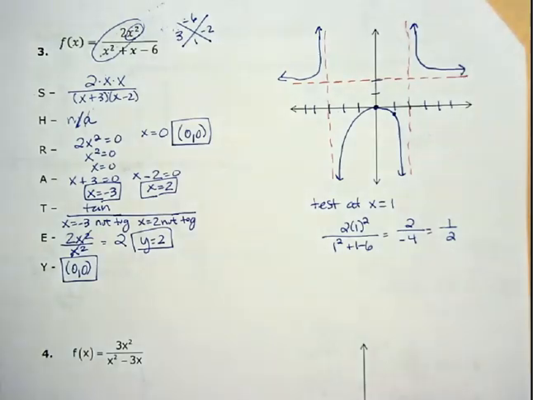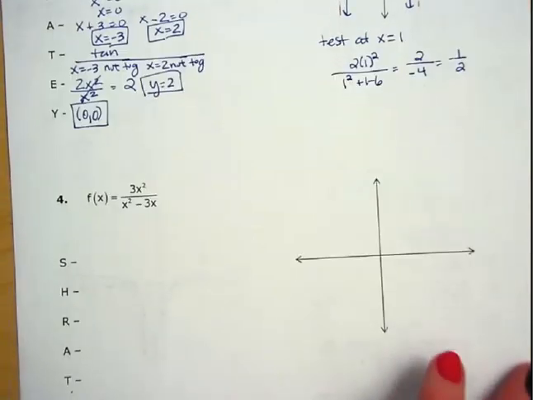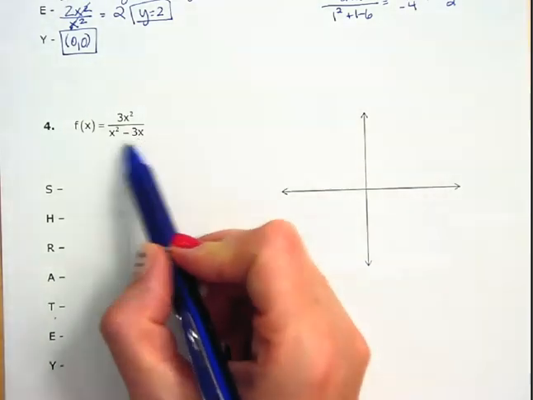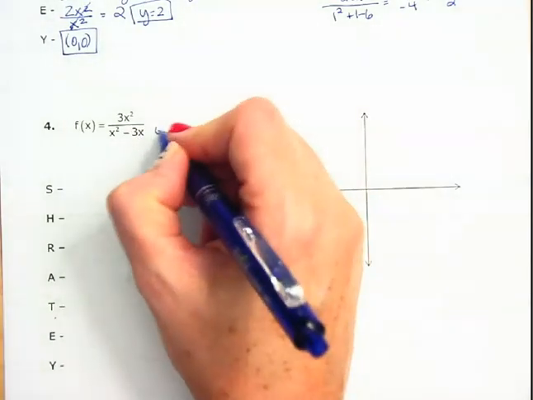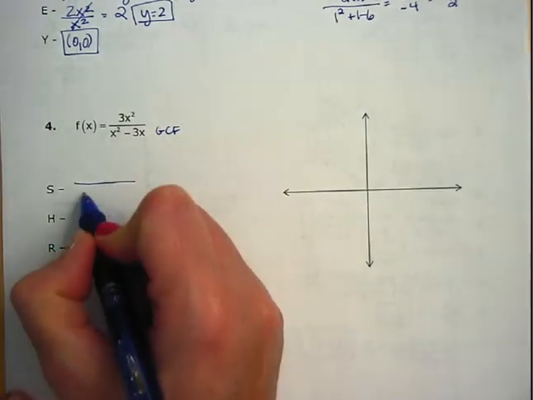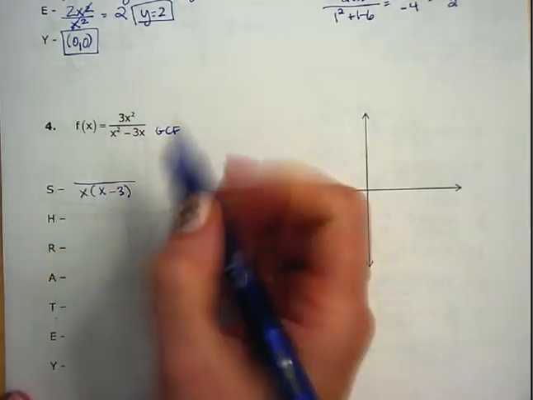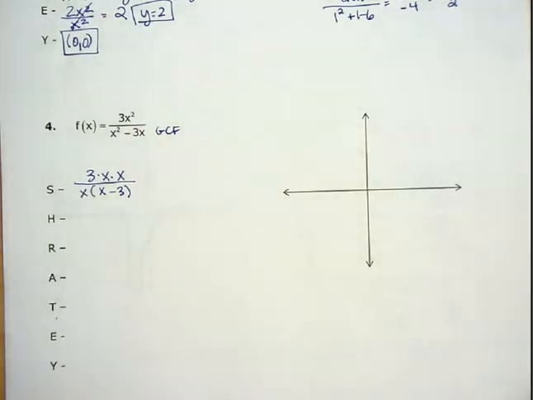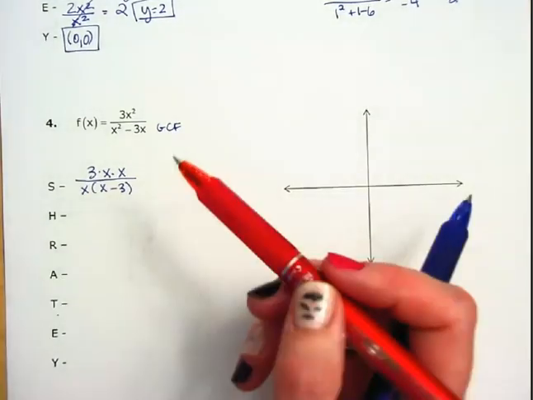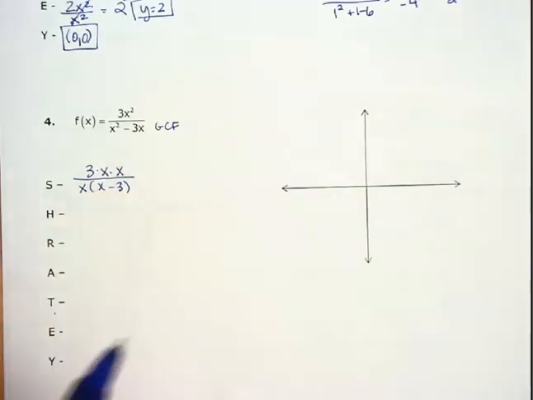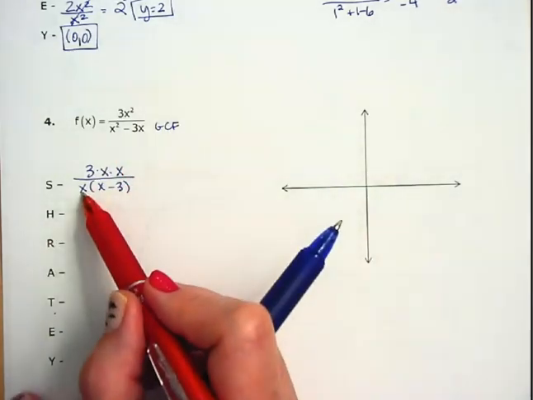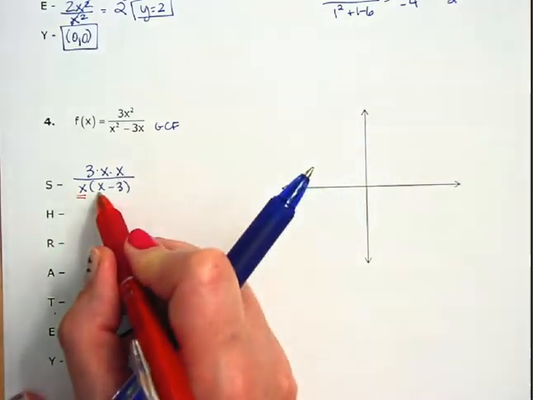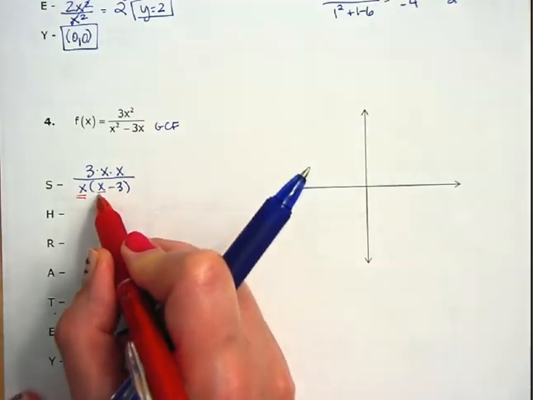And then for this last problem, we need to factor the denominator. That is going to be a GCF. So it's going to be x times x minus 3. And the numerator, I'm going to factor it like this. So I have 3 times x times x. In this case, I can cancel this x right here with one of the x's on top. But I couldn't, if I wanted to, cancel this x.